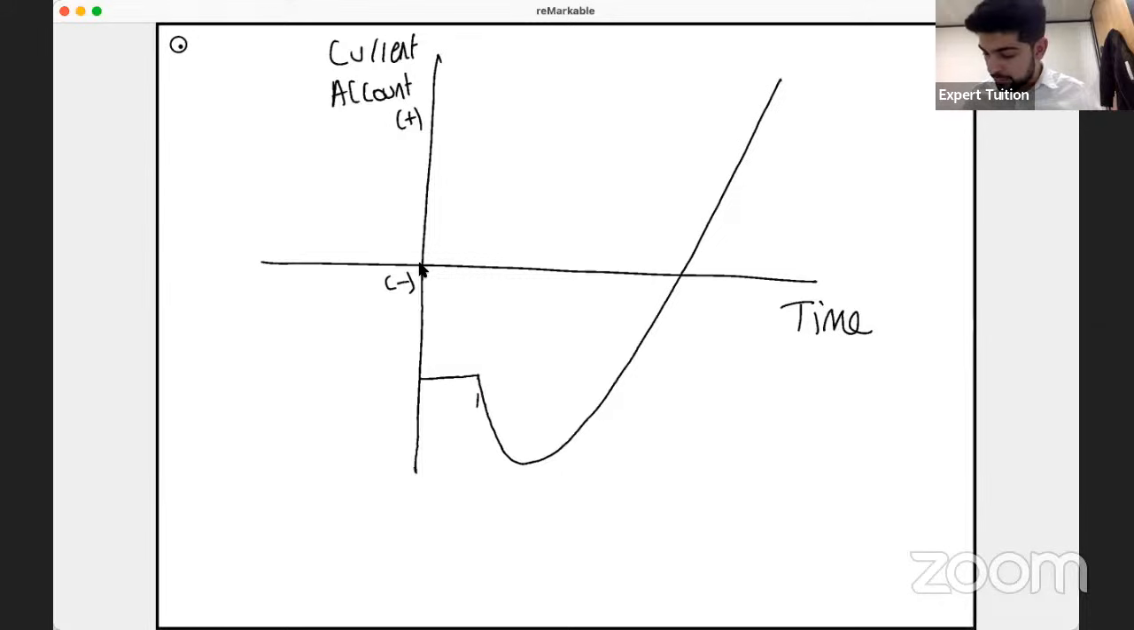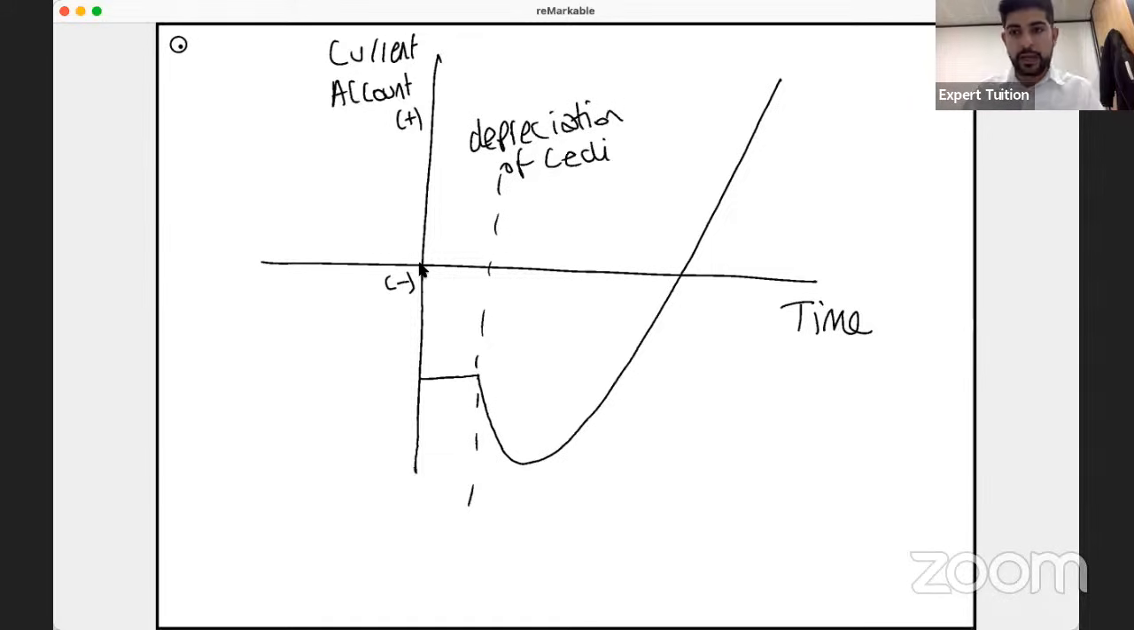And that point there, by the way, is the exact moment in time where the depreciation happens. So you can label it depreciation of, in this case, the cedi. Cool? And how do we explain this? Well, it basically goes like this: the J curve illustrates that in the short run, the Ghanaian current account deficit is actually likely to worsen.